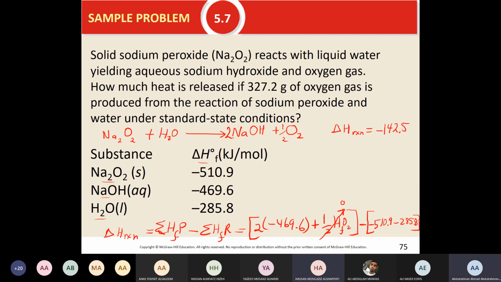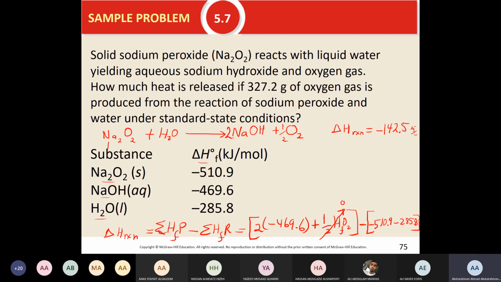I want more than one student. How many? Same number? Yes. Very good. 142.5 kilojoule per mole. Now, I told you at the beginning of this chapter, when you see a reaction like this, how many moles of Na2O2 will react with how many moles of H2O, and how many moles of NaOH will be produced, and how many moles of O2 will be produced?